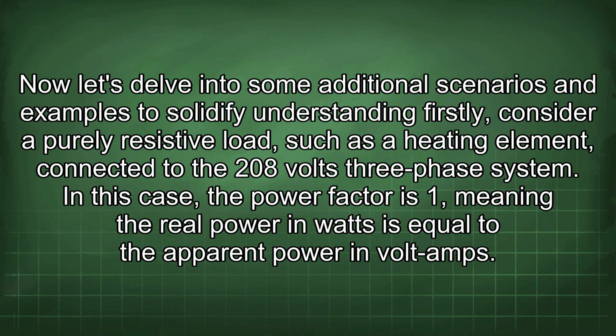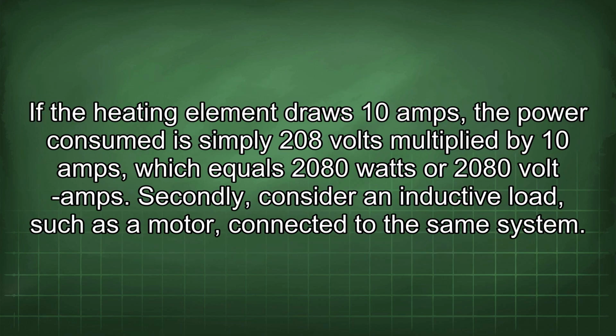Now let's delve into some additional scenarios and examples to solidify understanding. Firstly, consider a purely resistive load, such as a heating element connected to the 208 volts three-phase system. In this case, the power factor is 1, meaning the real power in watts is equal to the apparent power in volt amps. If the heating element draws 10 amps, the power consumed is simply 208 volts multiplied by 10 amps, which equals 2080 watts or 2080 volt amps.